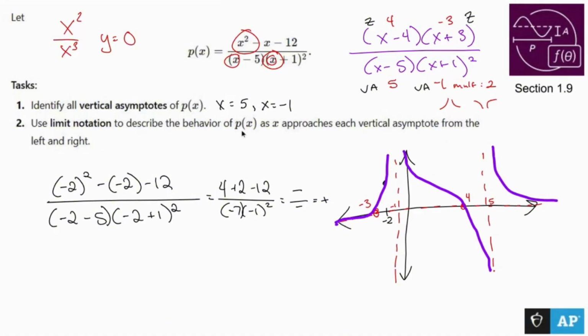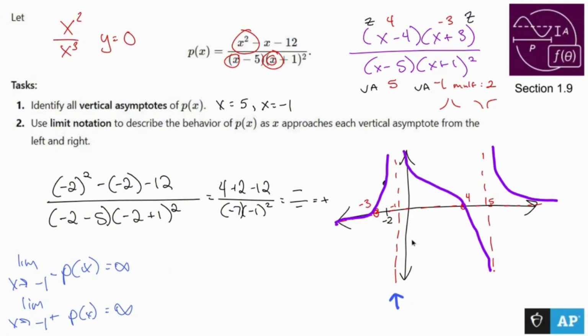So use limit notation to describe the behavior of p of x as x approaches each vertical asymptote from the left and the right. I have two vertical asymptotes, one here at -1. The limit as x approaches -1 from the left means I'm moving upward, so that is positive infinity. And the limit as x approaches -1 from the right of p of x is also positive infinity.